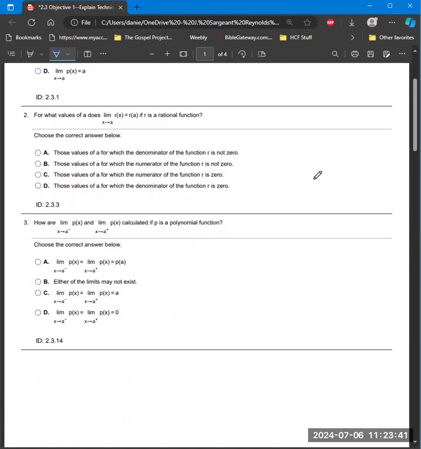For what values of a does the limit of r of x as x approaches a equal r of a if r is a rational function? It would be those values of a for which the denominator of the function is not 0, otherwise known as its entire domain.